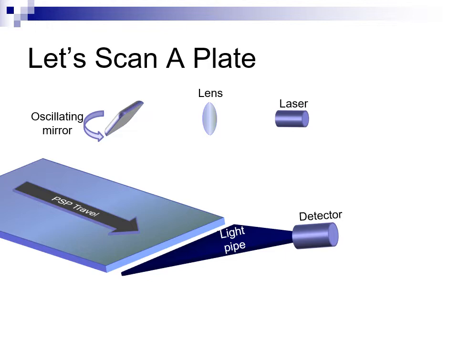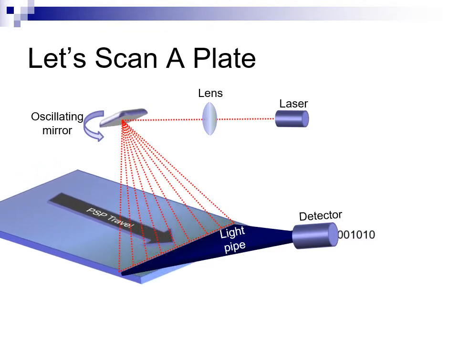A rotating or rocking mirror is used to move the laser across the plate's surface. Finally, there is a light pipe that spans the width of the PSP plate and directs any light produced by the pixel into an electronic light sensor, which measures light intensity as the laser dot moves across the plate.